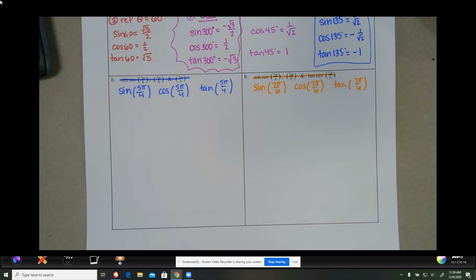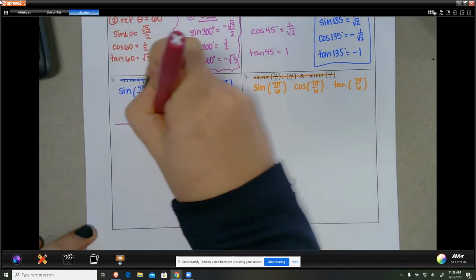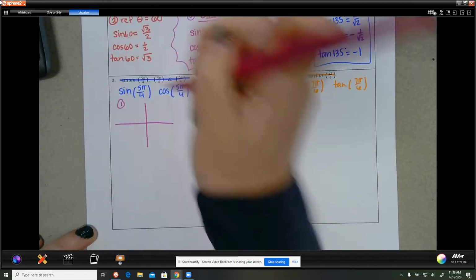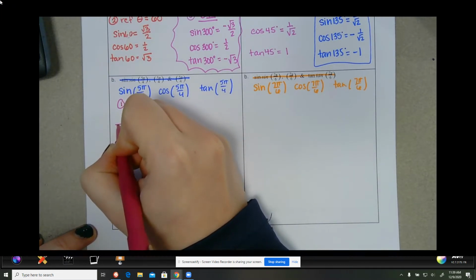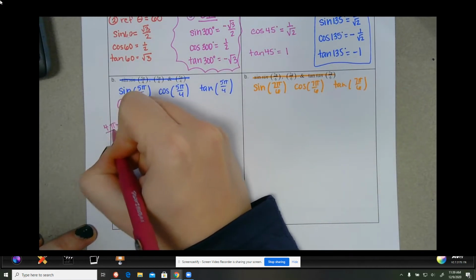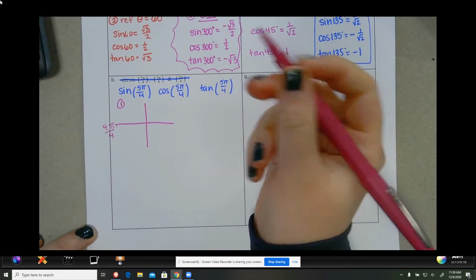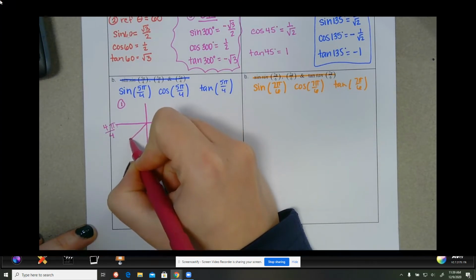Next example, it's the same thing, but now we're talking about radians. So we need to determine where 5 pi over 4 terminates on a unit circle in radians. Just to remember, 180 degrees is pi, so that would be like 4 pi over 4. So we need to go another fourth out here. This is 5 pi over 4.